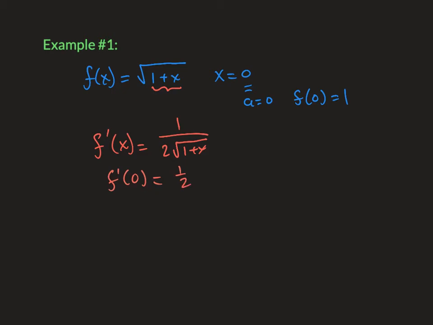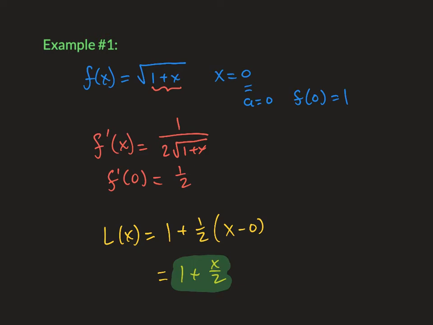And now we're ready to write out that linearization. L of x equals f of a, which was 1, plus f prime of a, which is 1/2, times x minus 0, better known as 1 plus x over 2. So this is the linearization that we can use to approximate the function square root of 1 plus x as long as we're near 0.